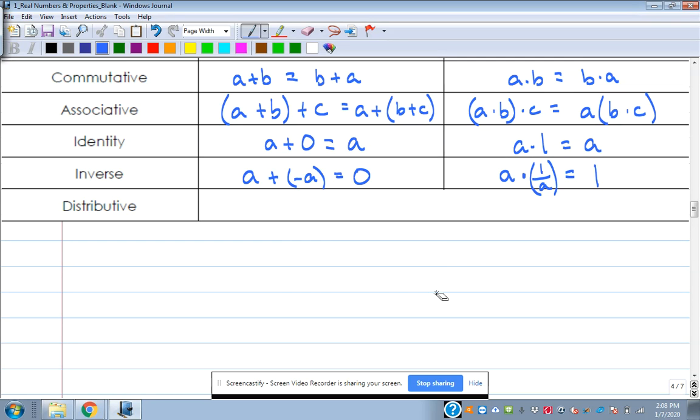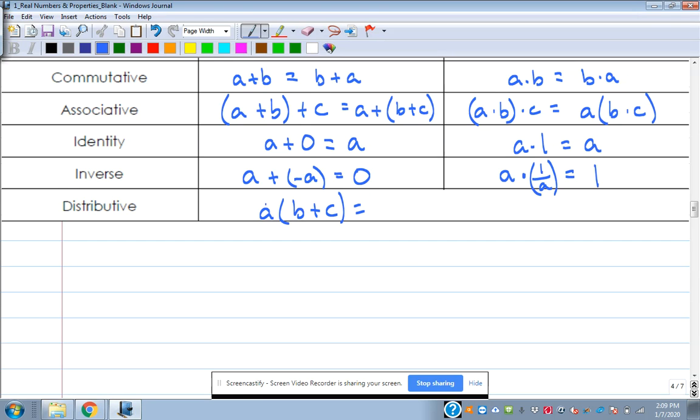Okay. All right. Last property is the one that bridges the gap. It combines addition, subtraction with multiplication. It's the distributive property. We all have done lots of distributive property over the years. A times B plus C.